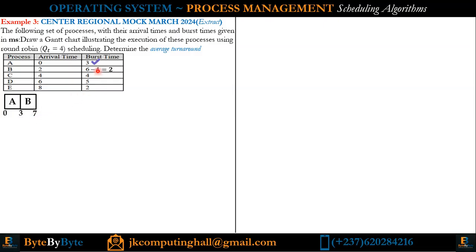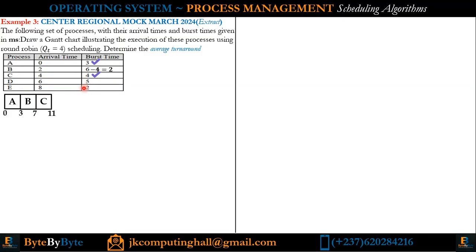That means B is now left with 2 units because he has already consumed 4. We move now to C. 4 units also, as the time quantum says, so from 7 to 11. And since C needs 4 units just like the time quantum, it shows that C has also completed its execution.